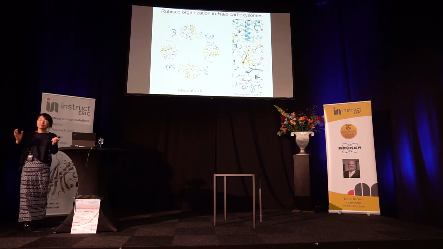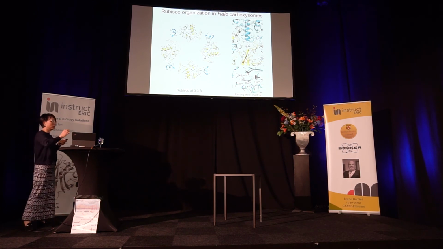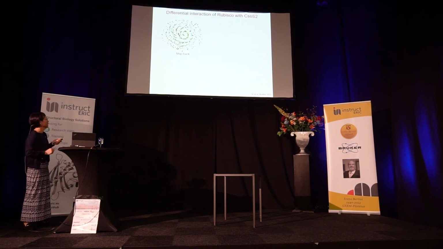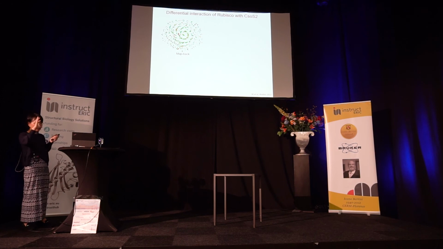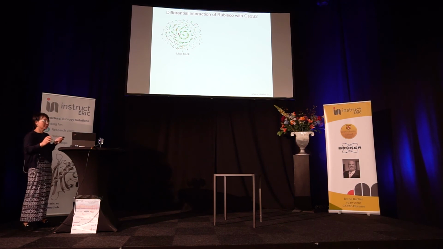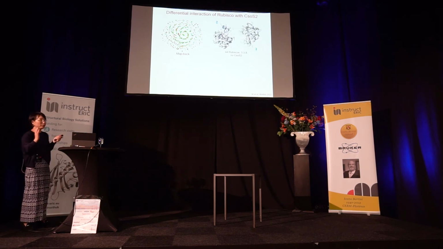Another thing we can do is take all the individual particles and map them into the original tomogram shown here, and then you get not only the position of these Rubiscos within an intact alpha-carboxysome, but also the orientations and how they are organized. So when we take all the Rubiscos, we get this structure. And there's just a Rubisco structure.